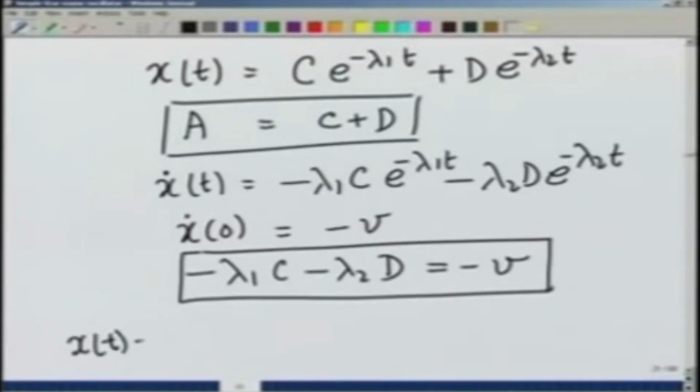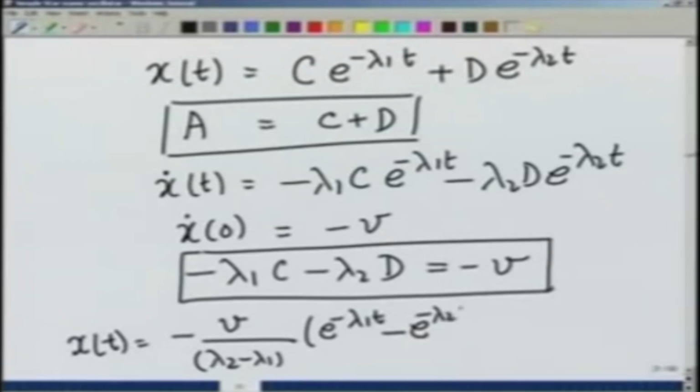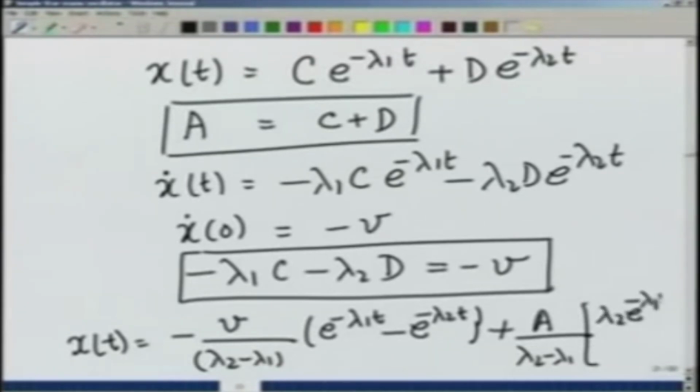You will see that the general solution in this case comes out to be minus v over lambda 2 minus lambda 1 times (e raised to minus lambda 1 t minus e raised to minus lambda 2 t) plus a over lambda 2 minus lambda 1 times (lambda 2 e raised to minus lambda 1 t minus lambda 1 e raised to minus lambda 2 t). Let me write this solution neatly on the next page.